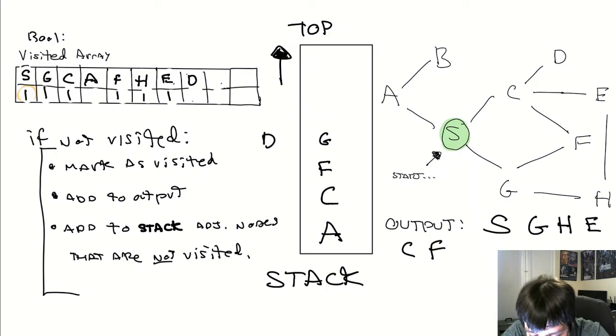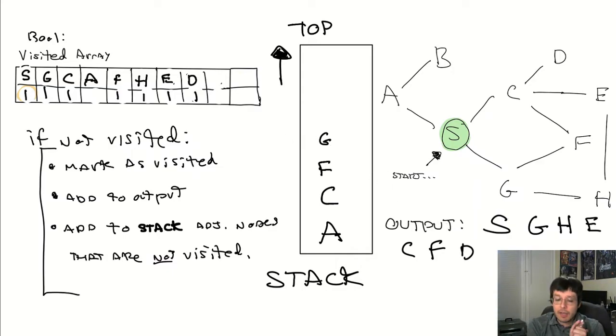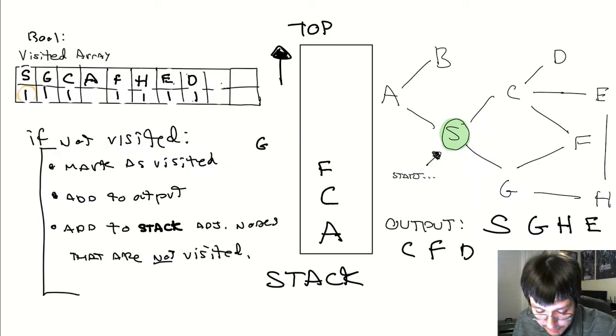Let's take out D now. Has D been visited? No, it has not. Cool. So we can add it to the visited. We can add it to the output. Neighbors of D. So D only has the adjacent C, which we marked as visited, so nothing needs to be added to our stack. It's good. Our stack's starting to get empty now. It's getting pretty big.